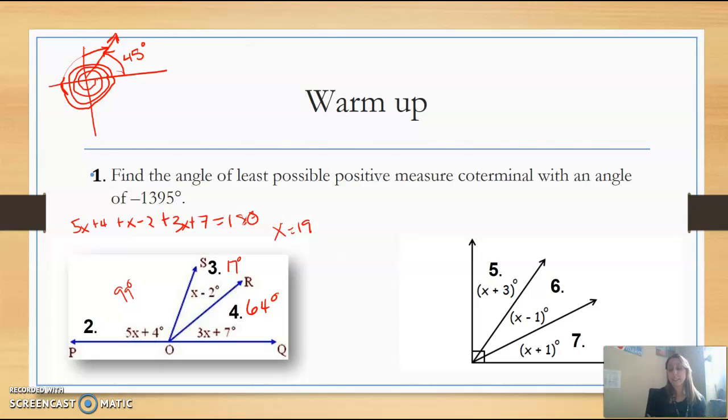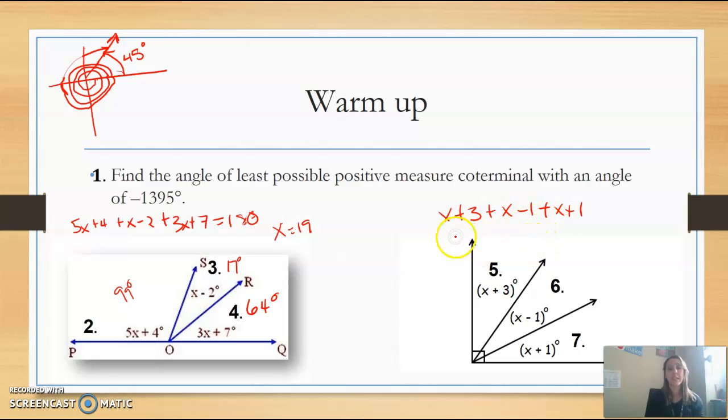We are going to do this next problem the same way. These were supplementary angles. This is going to be complementary. So we're going to do x plus 3 plus x minus 1 plus x plus 1. I could put parentheses around all of these, but it doesn't change anything. The parentheses don't add or subtract.